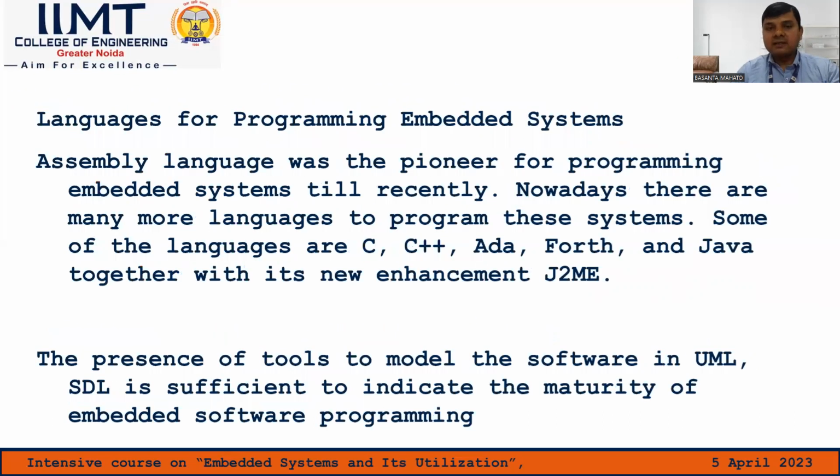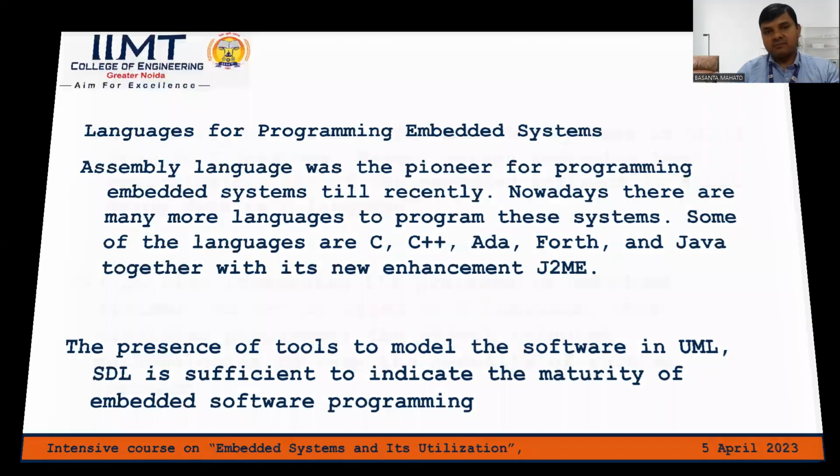So what kind of languages are used in embedded systems? The first one is assembly, the most pioneering, because assembly language is also called machine level. That means we can directly give commands to the machines or the systems. More prominent. But the presence of tools for modern software, like UML or HTML, is sufficient to indicate the maturity of embedded system programming.